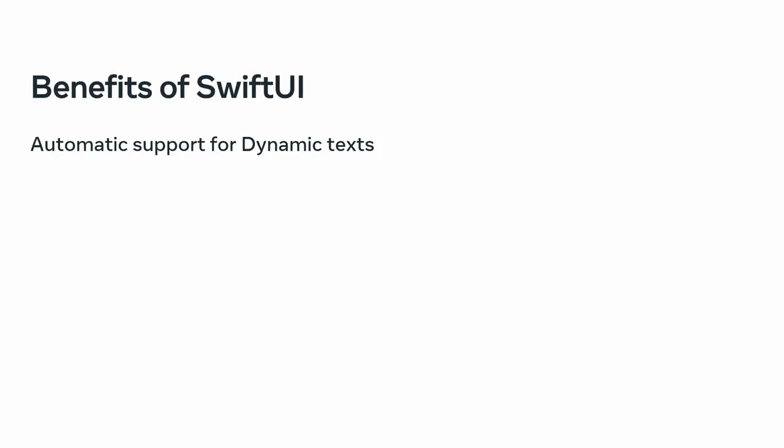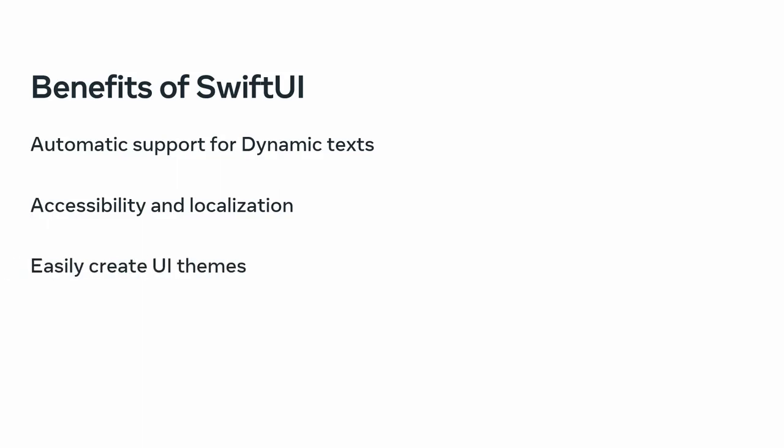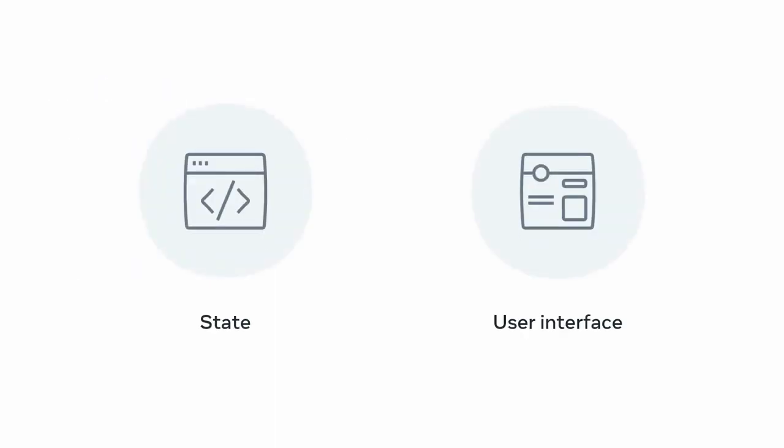Some of the main benefits of SwiftUI are automatic support for dynamic texts that adjust automatically depending on the context, accessibility and localization, to make apps accessible for people with disabilities, and to create versions for different languages, and the ability to easily create light and dark themes for UIs. Another challenging aspect of designing an app is synchronizing the application's state and its UI, but this is something you will learn about later in this course. And that concludes your introduction to SwiftUI.